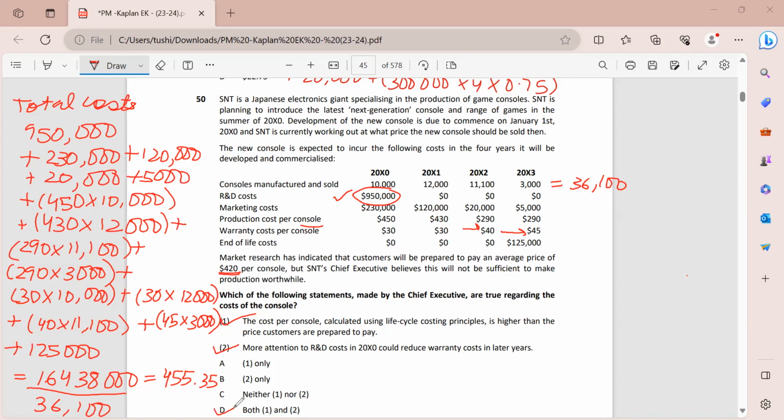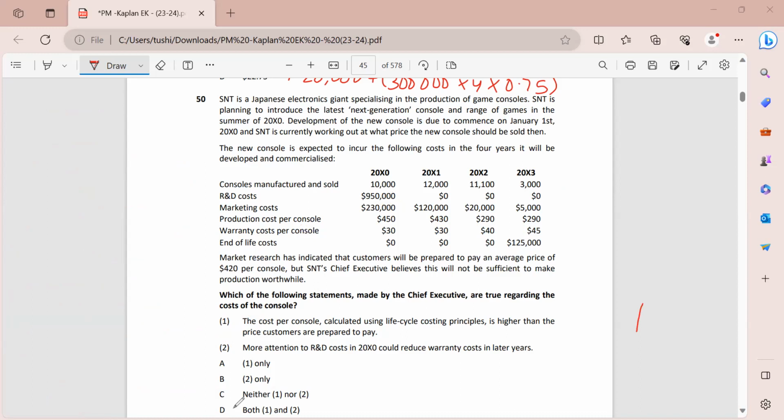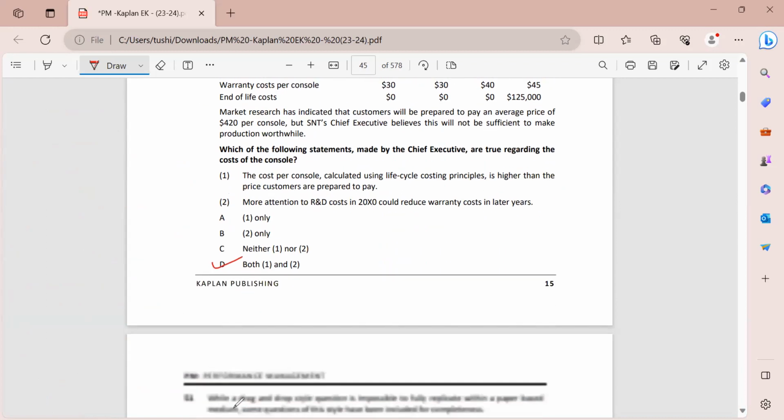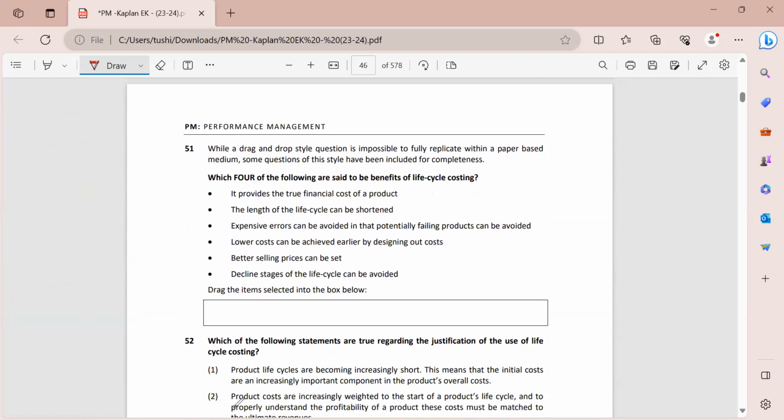Now let's move on to question number 51. I will just mark my answer over here that my answer is option D. Moving on. While a drag and drop question is impossible to fully replicate, okay, so we have to drag the options which are correct. We'll just tick them as of now. So we have to see which four of the following are said to be the benefits of life cycle costing.